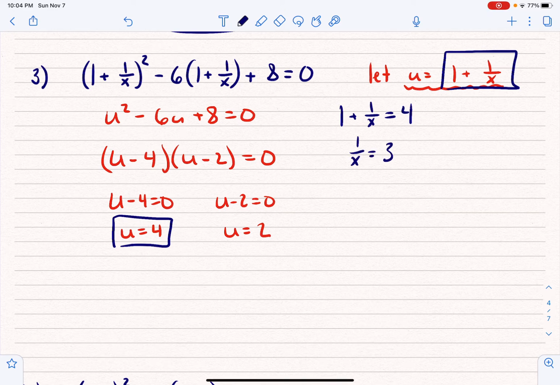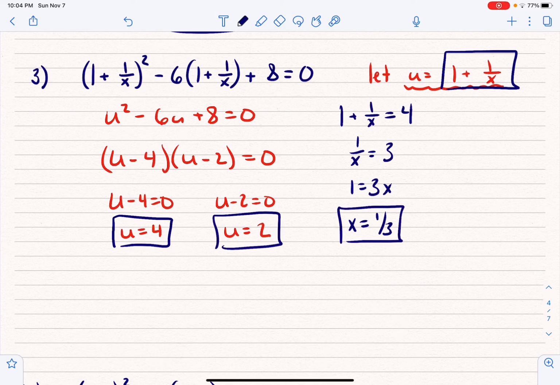I can multiply both sides by x. Get 1 is equal to 3x. Divide both sides by 3. And x is equal to 1/3. And that's the solution. But then I have to do the other one as well. The u is 2. I say 1 plus 1 over x is equal to 2. Subtract 1 from both sides. 1 over x is equal to 1.